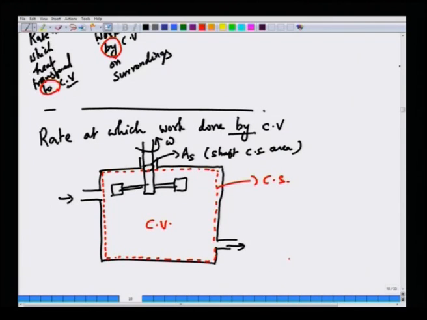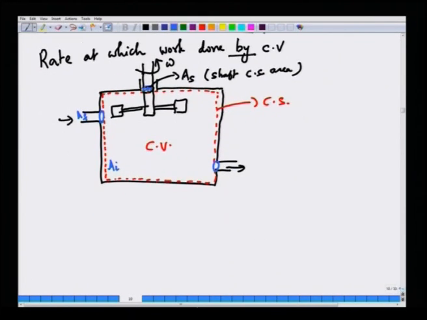Now, what are the various types of work? There is an area here where the control surface is cutting across, where fluid is flowing in, that let us call that area AF, where the flow is happening. The rest of the area let us call AI, and of course, the area where the control surface is cutting across the shaft which is rotating is AS. These are the three different types of areas that we can distinguish.